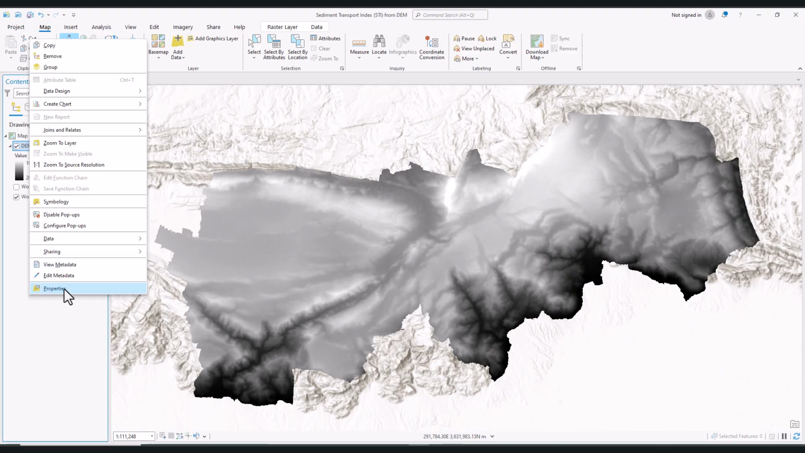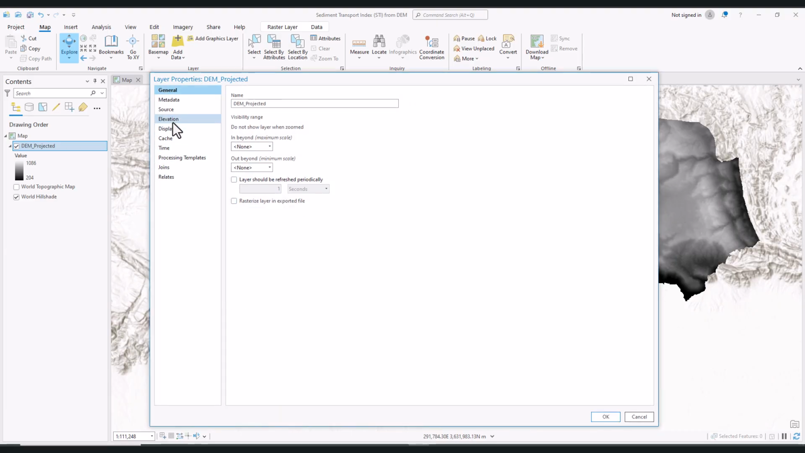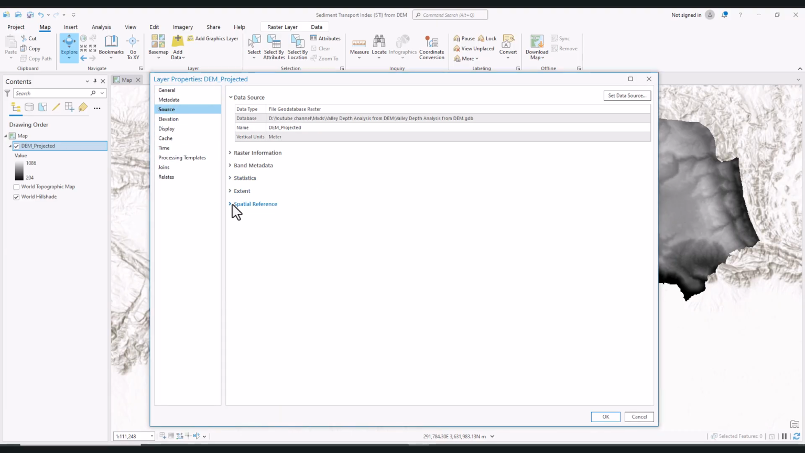Before starting the practical work, make sure your DEM is in a projected coordinate system.